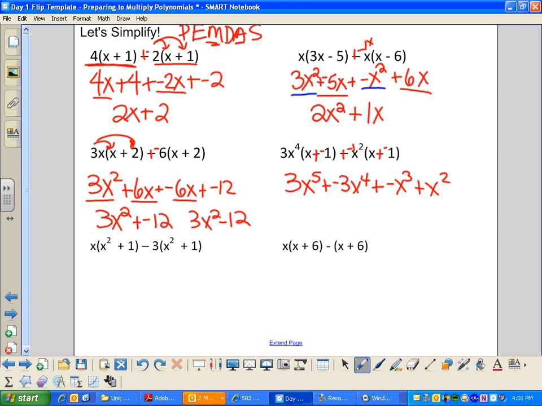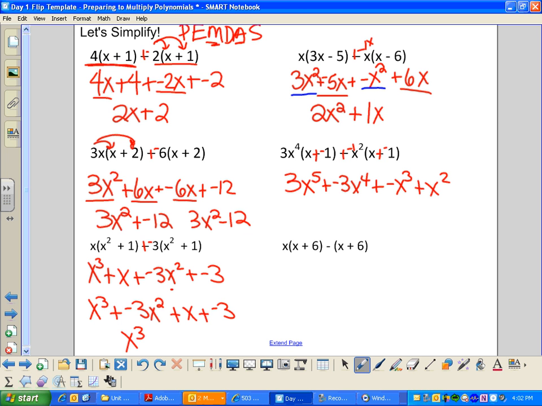x times x squared is x to the 3rd power, plus x times 1 is x, plus negative 3 times x squared is negative 3x squared plus negative 3. Remember, this should be in order of descending degree. So I want to move this guy here. So I'll make it x to the 3rd power plus negative 3x squared plus x plus negative 3. Or you could write x to the 3rd power minus 3x squared plus x minus 3. Just don't forget to keep that negative with the 3x. Keep this negative with the 3. They've got to stay together.